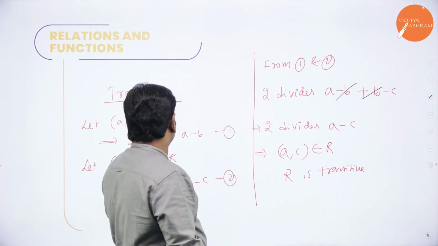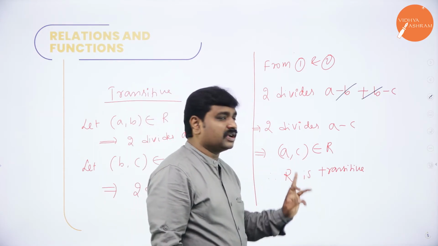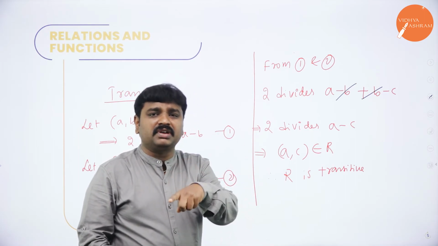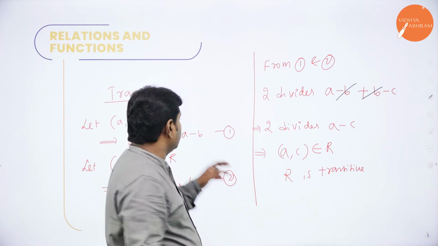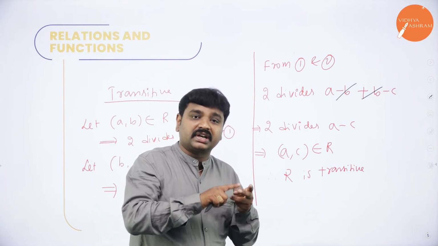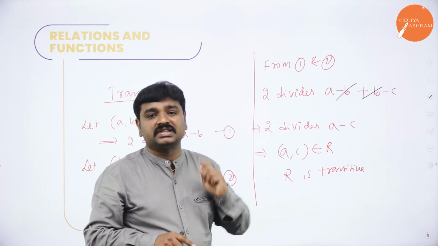So, we took A,B belongs to R and B,C belongs to R. We got A,C belongs to R. Therefore, R is transitive. All of you know what is transitive: if A,B belongs to R and B,C belongs to R, then A,C should belong to R. So, now we got it is transitive. Since the given relation is reflexive, symmetric and transitive, therefore, it is equivalence.